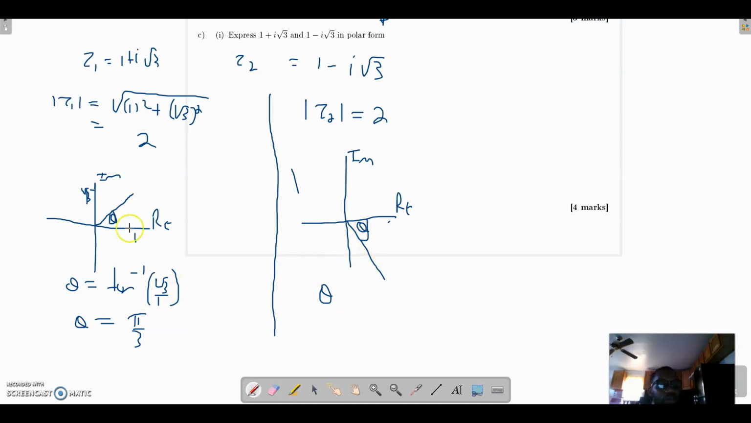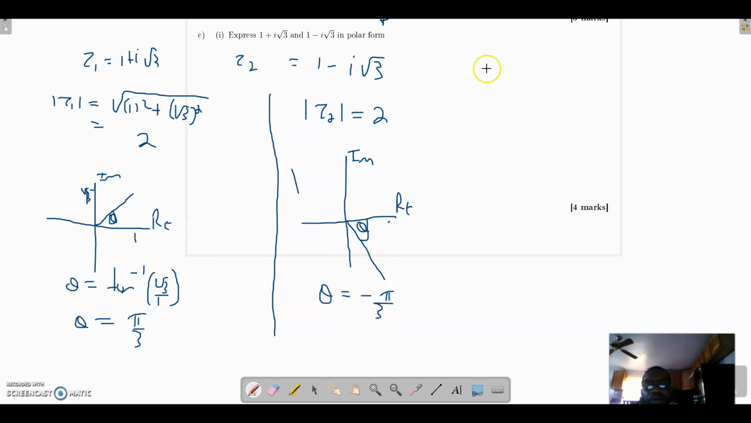So these two angles are really the same. The difference is the direction. When you go clockwise, we normally indicate the angle with a minus sign. When you go anti-clockwise, it's normally indicated with a positive sign. So this would really be negative pi over 3.